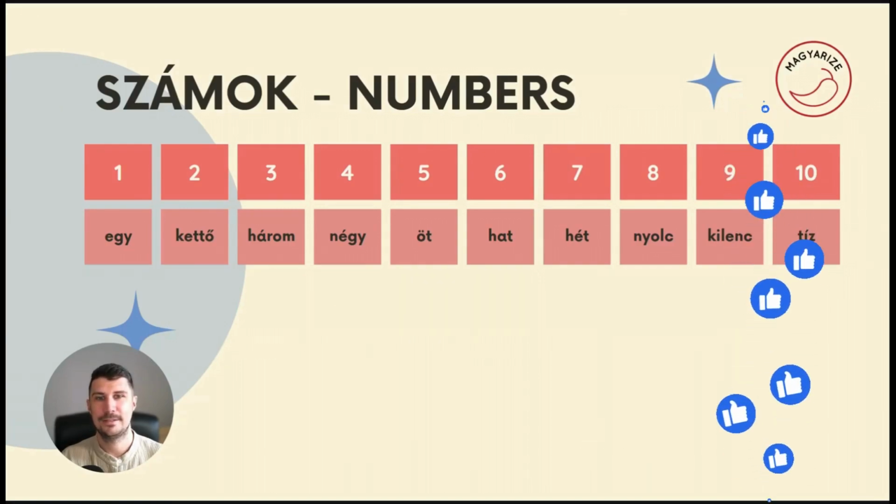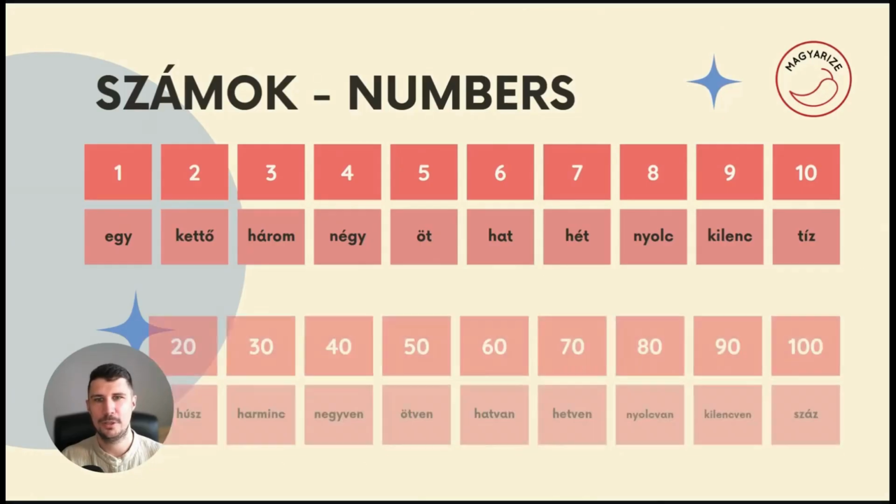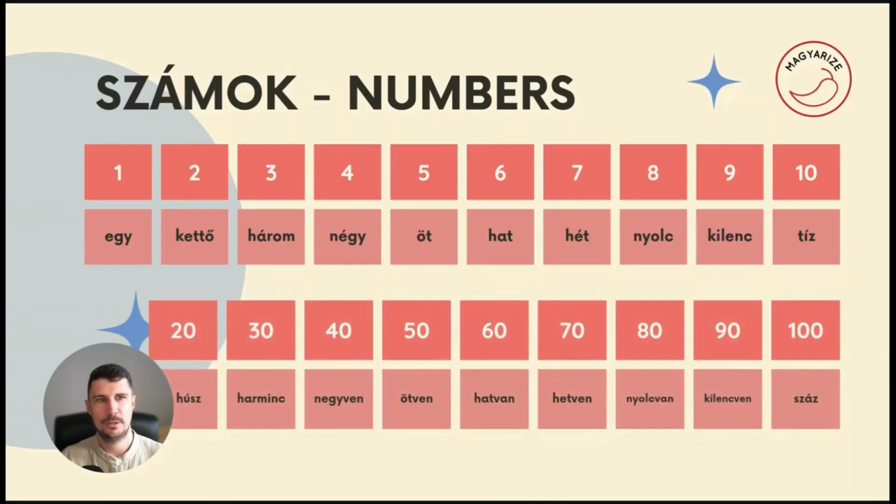Okay, hope those were not too hard. Then we'll learn the numbers from 20 to 100. So we start with húsz, which is 20. Harminc, which is 30. Please repeat after me.